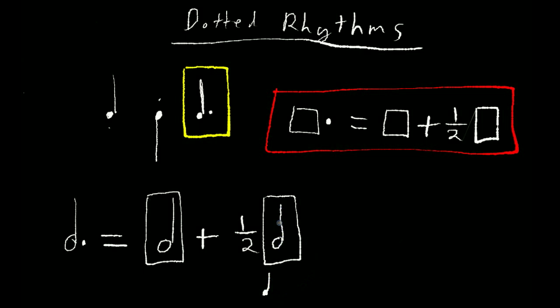A half note in 4/4 time takes up 2 beats, and a quarter note takes up 1 beat in 4/4 time. So a half note plus a quarter note, that's what a dotted half note is equal to. So let's actually just write that down right now. If we wanted to write this out, we add a half note plus a quarter note. And how many beats is this?